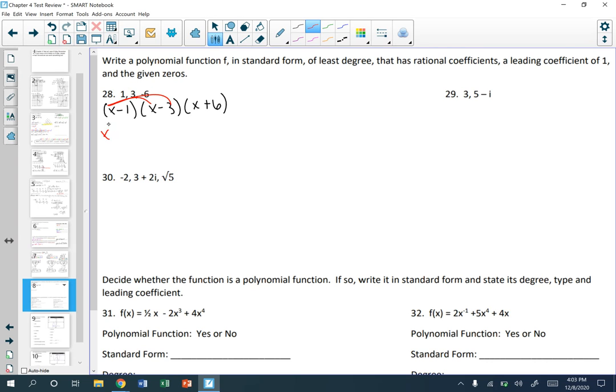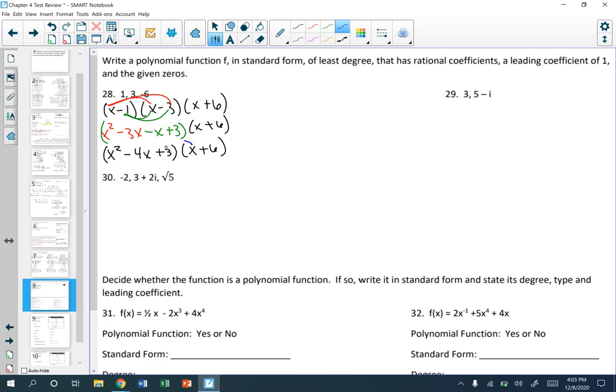Distribute my x, I get x squared minus 3x minus x plus 3. And I'm going to clean that up to get x squared minus 4x plus 3. And then I'm going to multiply that by x plus 6. Don't forget about that.